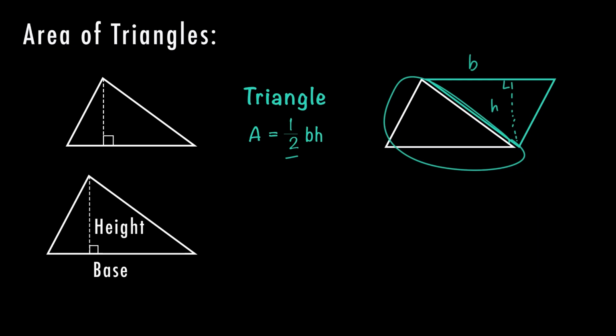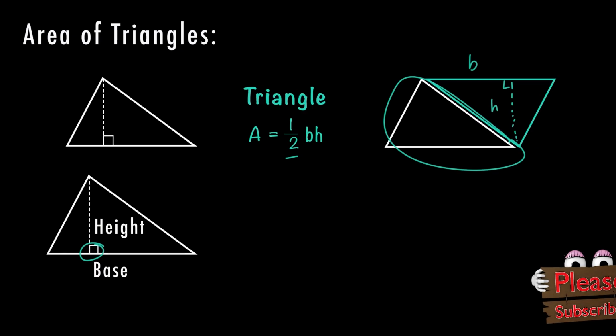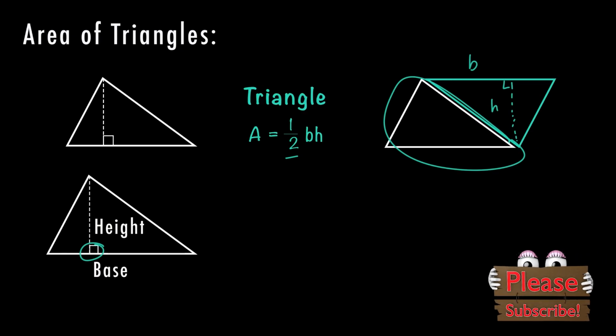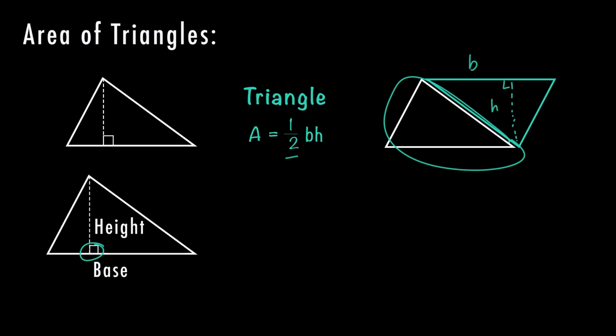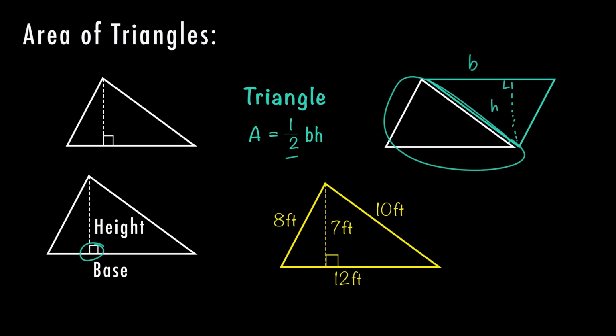Here's a picture of our triangle, and it has the height and the base marked. Again, just like on the parallelogram and trapezoid video, you are going to look for this right angle. That's going to indicate which one is your base and height. They're the two lines that are forming that right angle. So if it's not a right triangle, it's usually going to give you enough information to figure out what that height is. Let's try an example here.